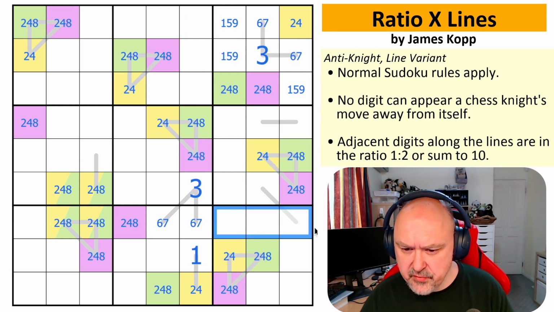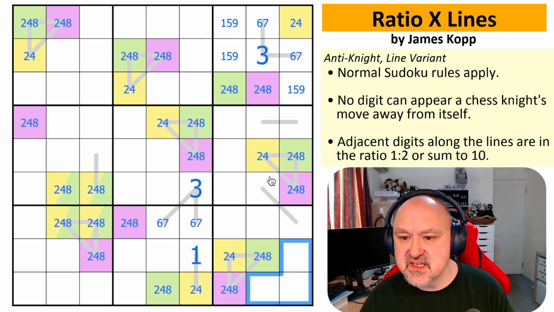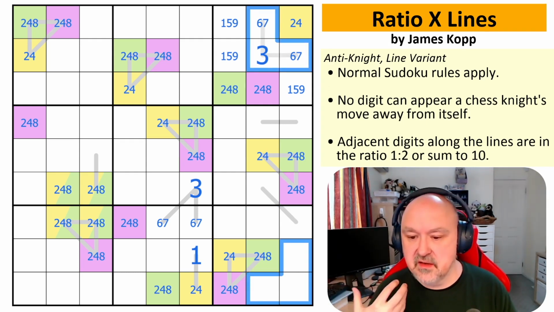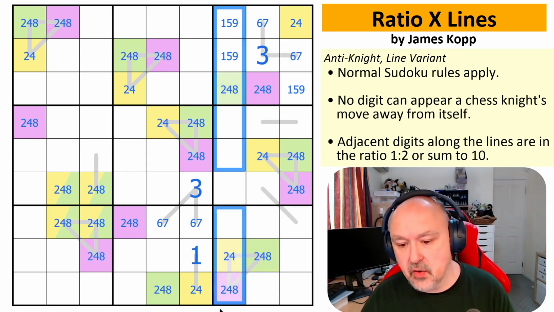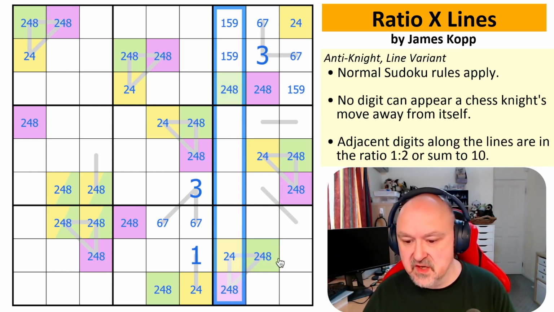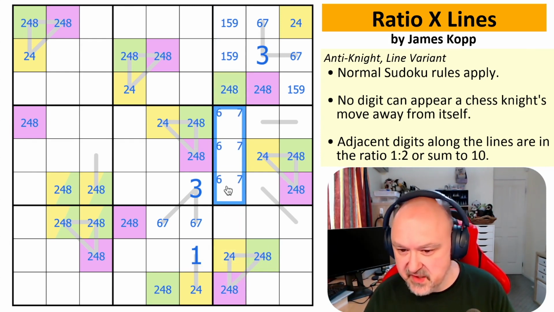6, 7 can't go there. Oh, that's nice. So 6, 7 is down here and 6, 7 is up here. Where does 6, 7 go in this column? I keep calling this quad logic because it's something I learnt more about when we were doing a lot of quadruple puzzles. So where does 6, 7 go in here? I can't put a 6, 7 there, can't put 6, 7 there, can't put 6, 7 there. So both 6 and 7 have to go in here.